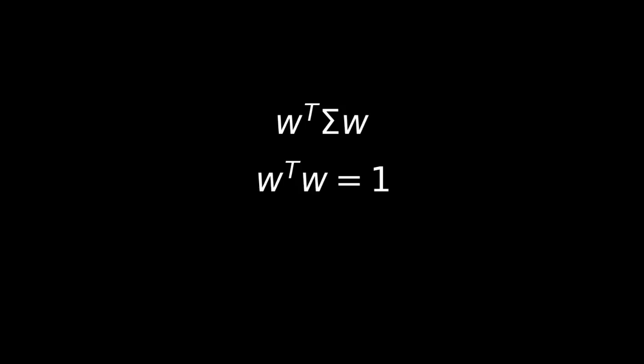This is a classic optimization problem, and we can solve it using Lagrange multipliers. When we do, something beautiful happens. The condition for the maximum becomes sigma w equals lambda w. This is the eigenvalue equation. It tells us that the best direction, w, the one that captures the most variance, is an eigenvector of the covariance matrix. And the amount of variance it captures is the corresponding eigenvalue.